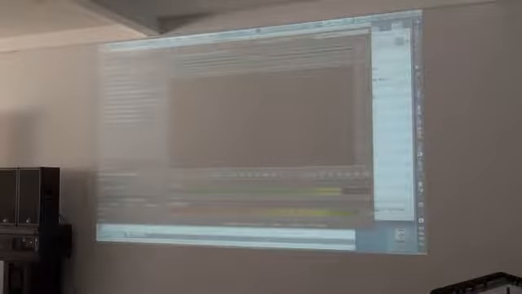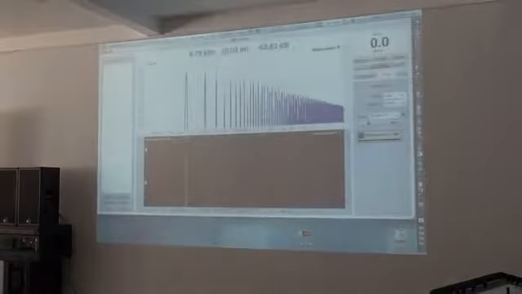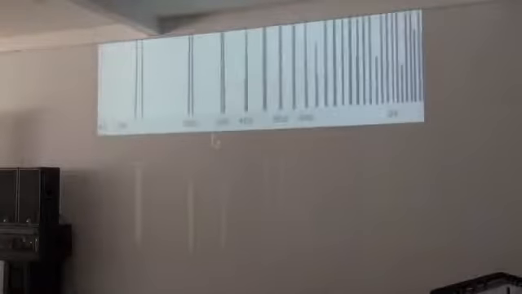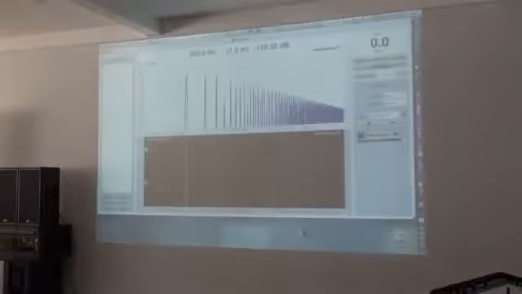What happens in the fast Fourier transform and spectrograph? You can see that there are more friends: 200, 400, 600, 800, they come. So right now, this is full of friends. So sawtooth brings a lot of friends.